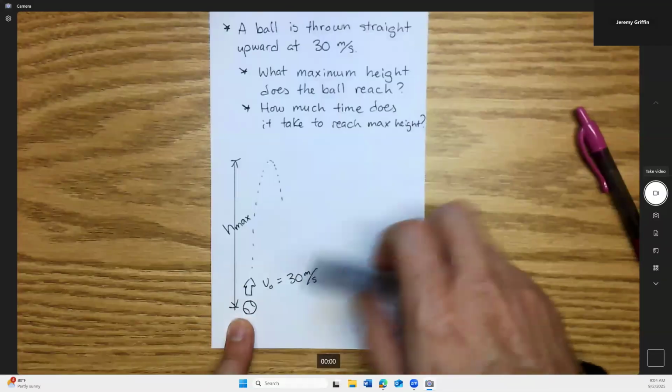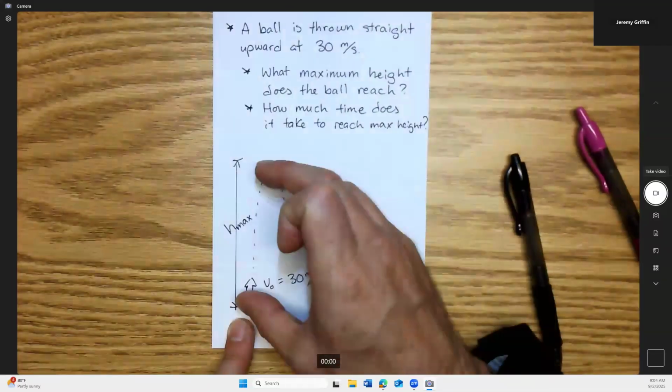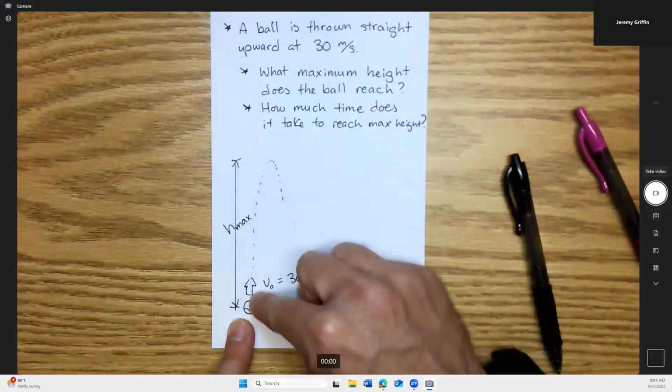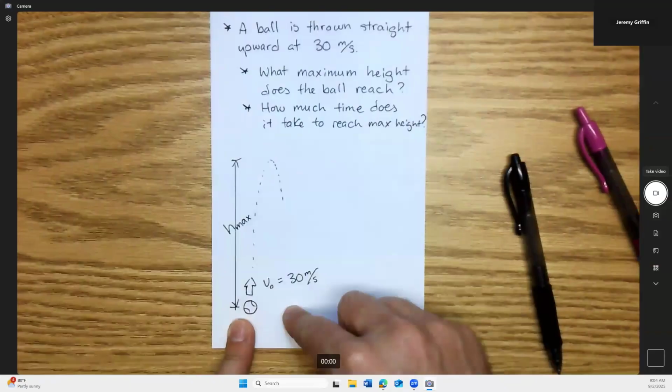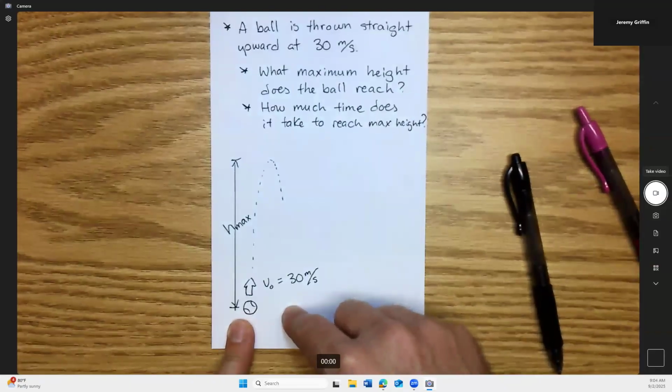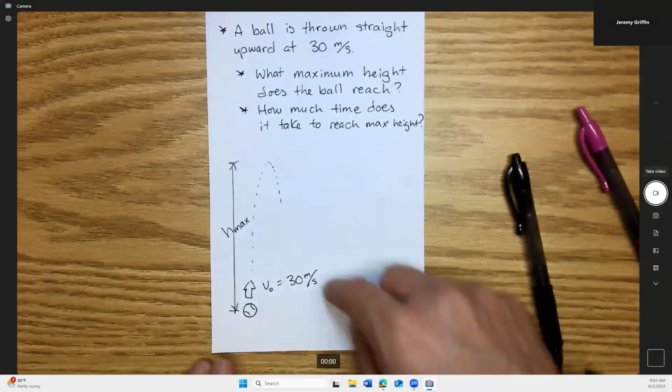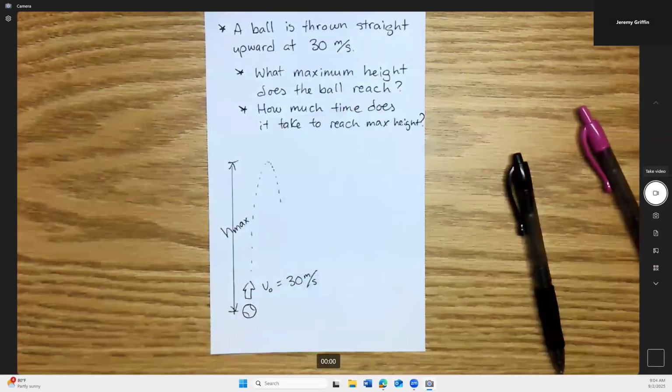Guys, let me see a show of hands, see how many of you are getting this. Does it take more time to go to the top, more time to come back down, or does it take the same time both ways? You guys say same time? Yeah, same time. You can show that by symmetry. Apply these equations here.